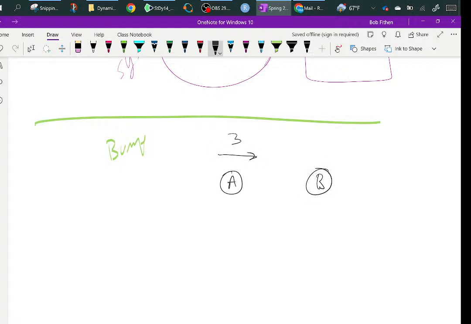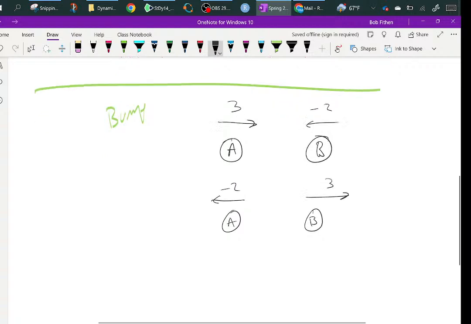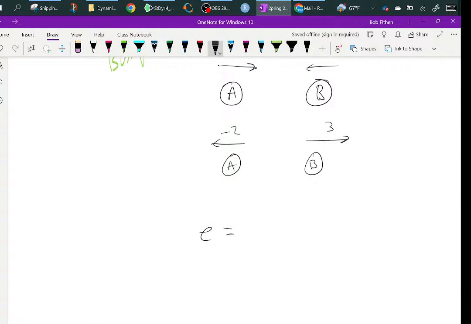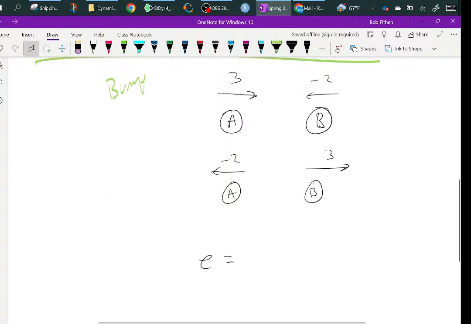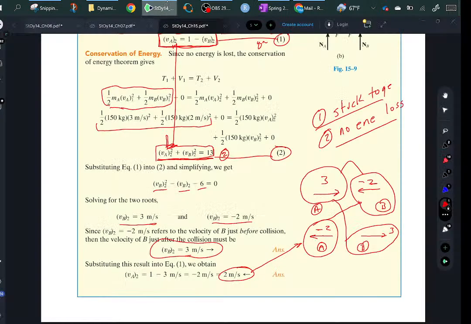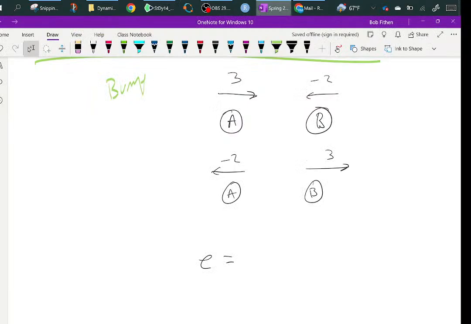Before we had 3 and minus 2. After we had minus 2 with A. This is B, and I had 3. What's the coefficient of restitution during this impact? First, let's go back to the book. Okay, make sure I have 3, minus 2, minus 2, 3.